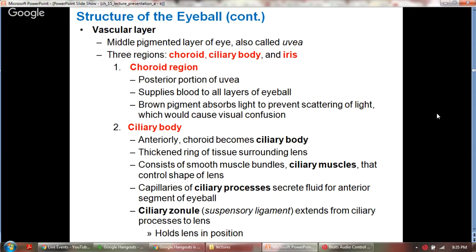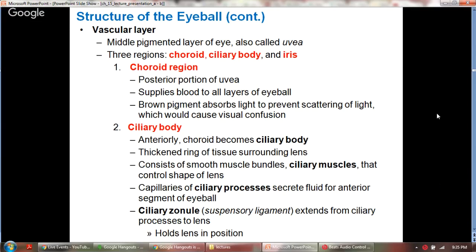It's the middle layer, which is the pigmented layer of the eye, also called the uvea. There are three regions in the vascular layer: the choroid, the ciliary body, and the iris. The choroid region is the posterior portion of the uvea and supplies blood to all layers of the eyeball, and the brown pigment of the choroid absorbs light to prevent scattering of the light, which would cause visual confusion.